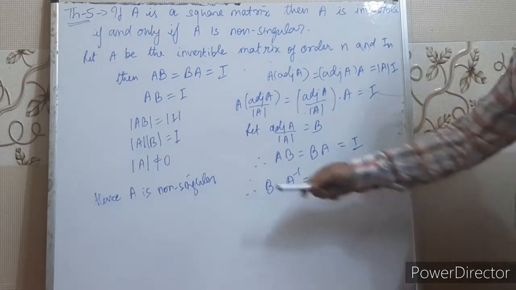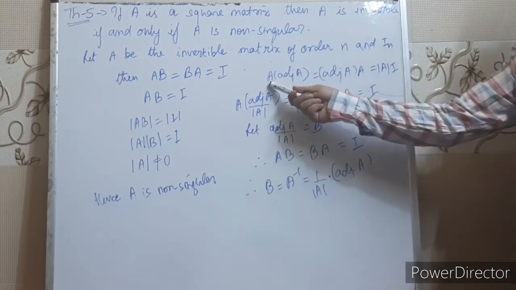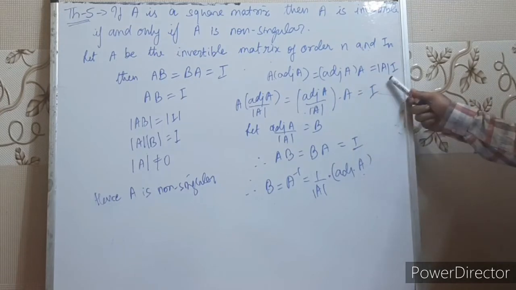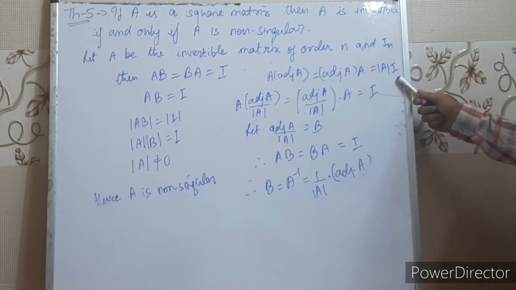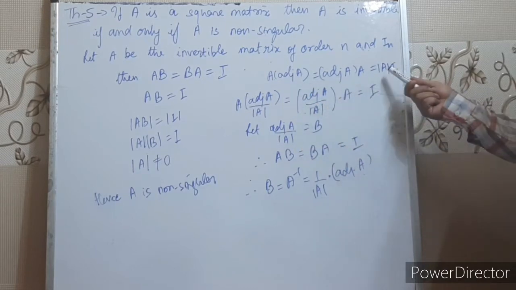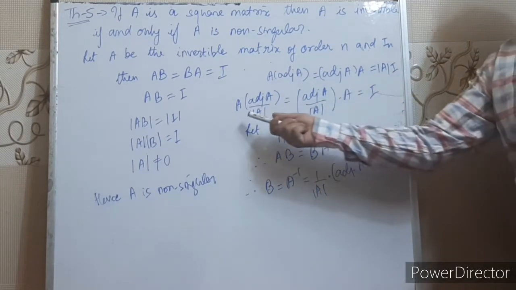Right children? And in the first theorem we have studied that A into adjoint A equals adjoint A into A equals determinant of A into I. Right children? Now what we'll do, if we divide each term by determinant of A, then what will we get?